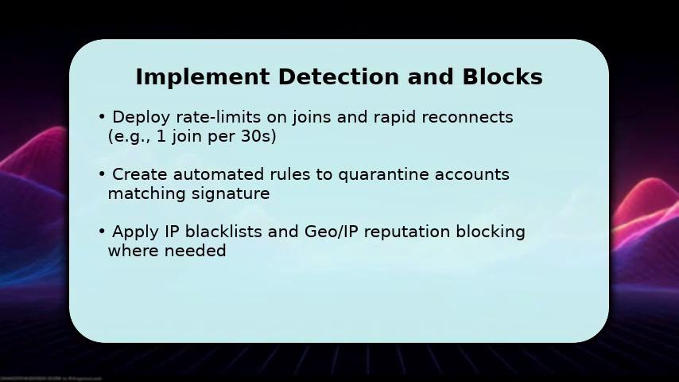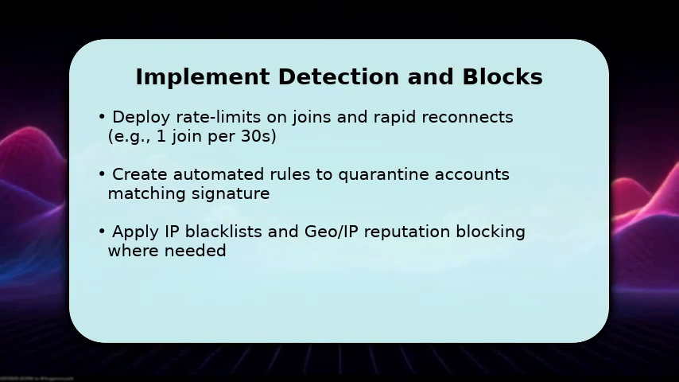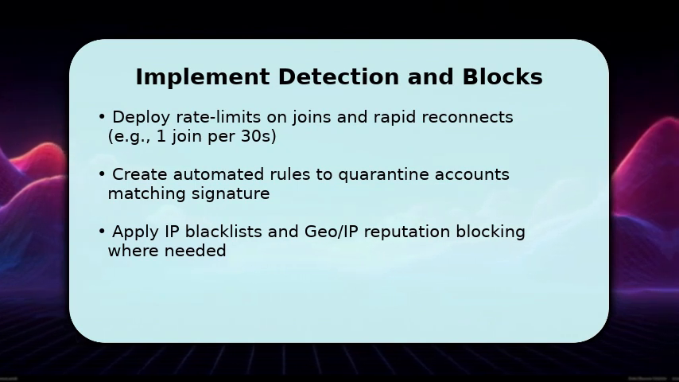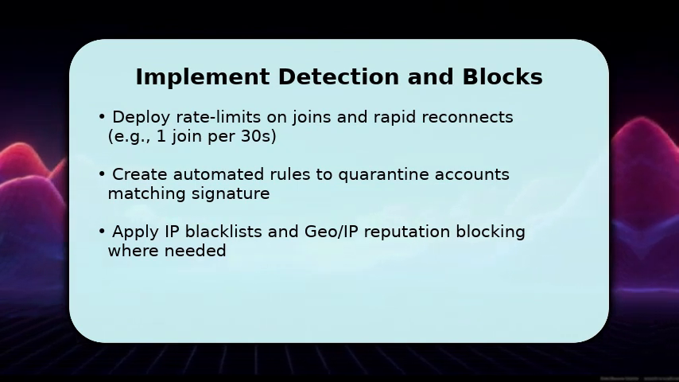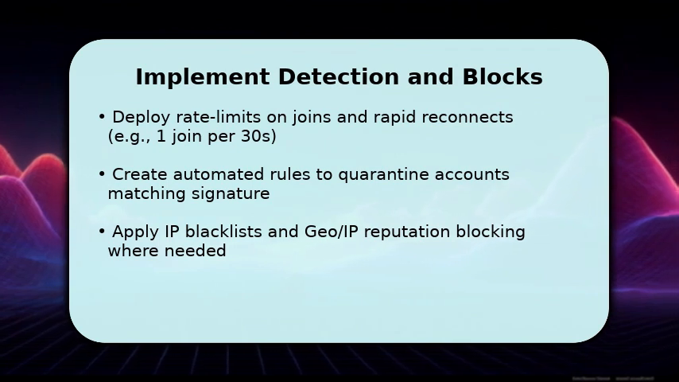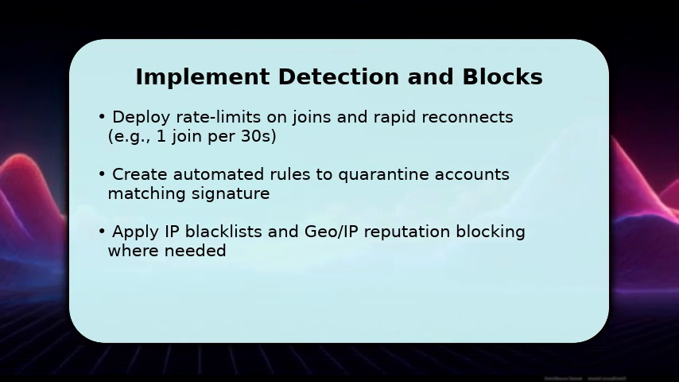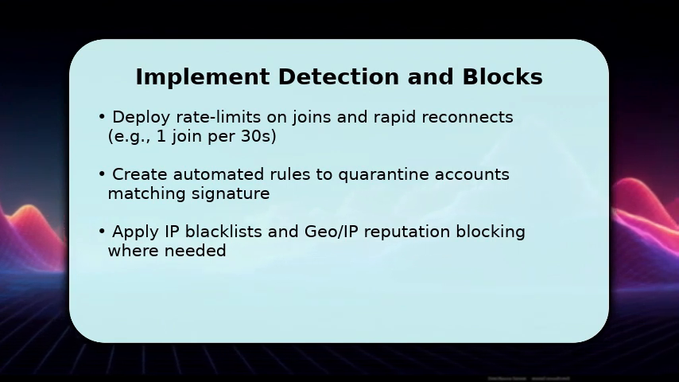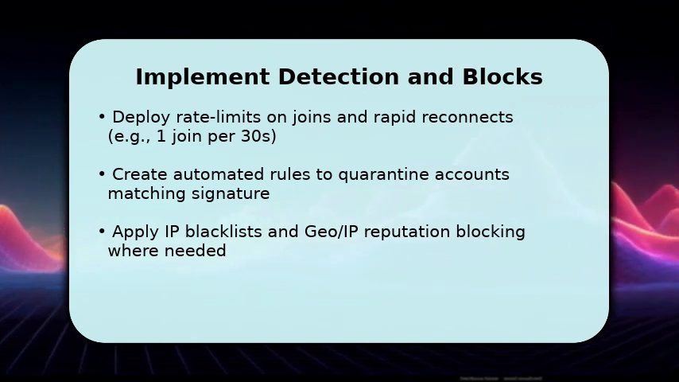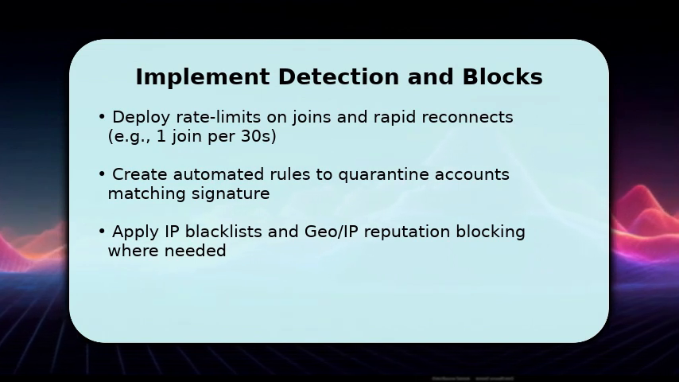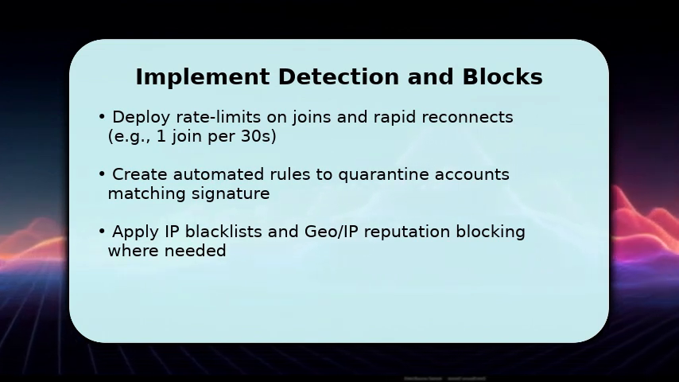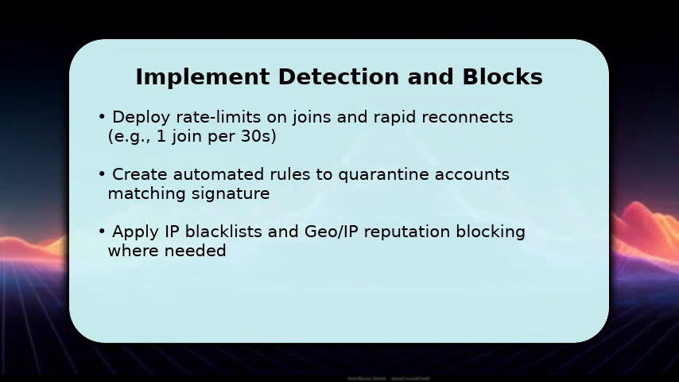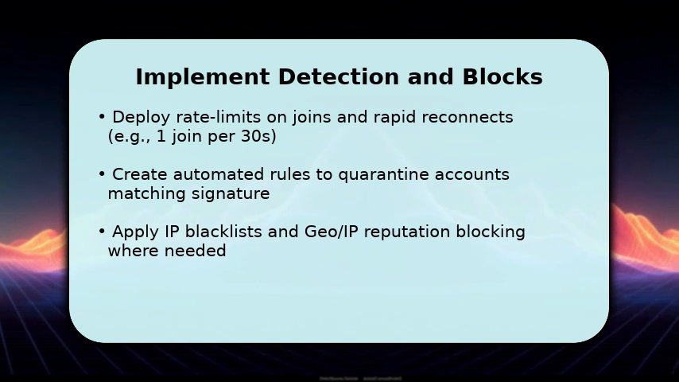Now you implement detection and immediate blocks so the behavior can't continue. Begin with rate limits on joins and reconnects. For example, 1 join per 30 seconds, and add heuristics for rapid teleport or spawn events. Once done, create automated quarantine rules that isolate accounts matching the signature and route them to a holding instance. Also apply IP blacklisting and reputation filters. These prevent known Hohohub infrastructure from reconnecting, while you prepare stricter remedies and audits.